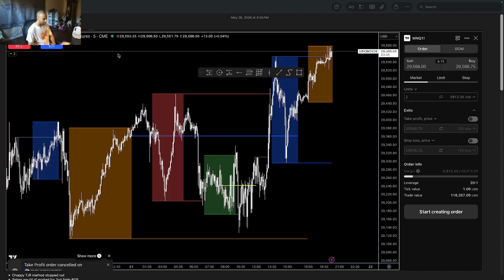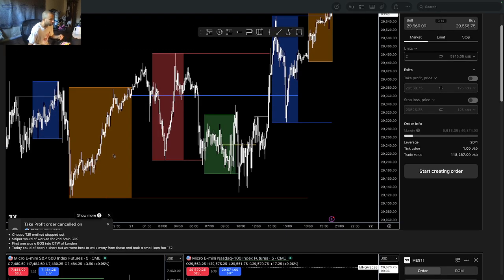So, clean 5 minute entries versus choppy entries. Now I just want to take clean 5 minute breaker structures in OTE of a range in some way or form, and not out of consolidation. So choppy TJR method, stopped out.